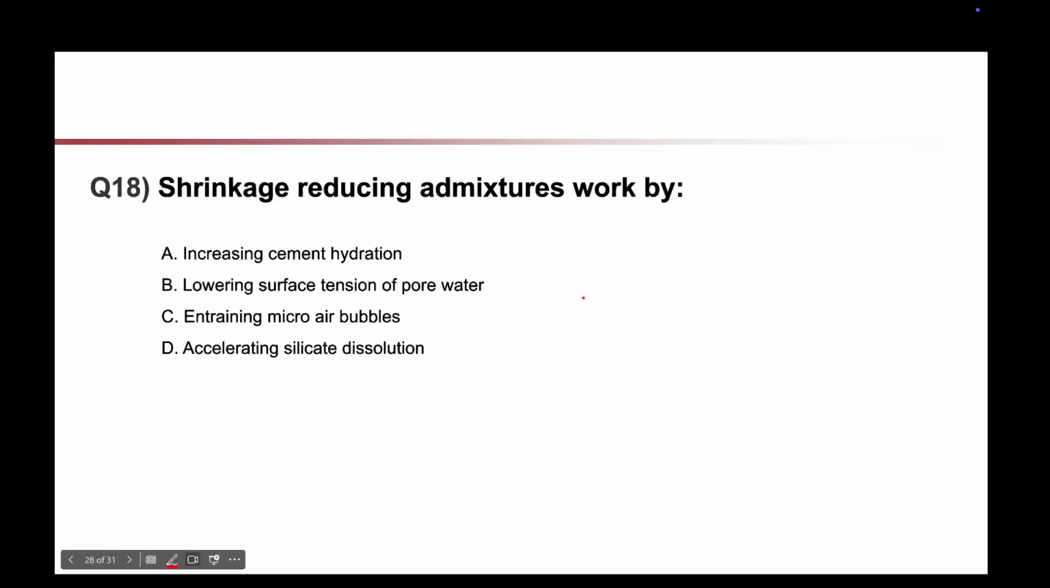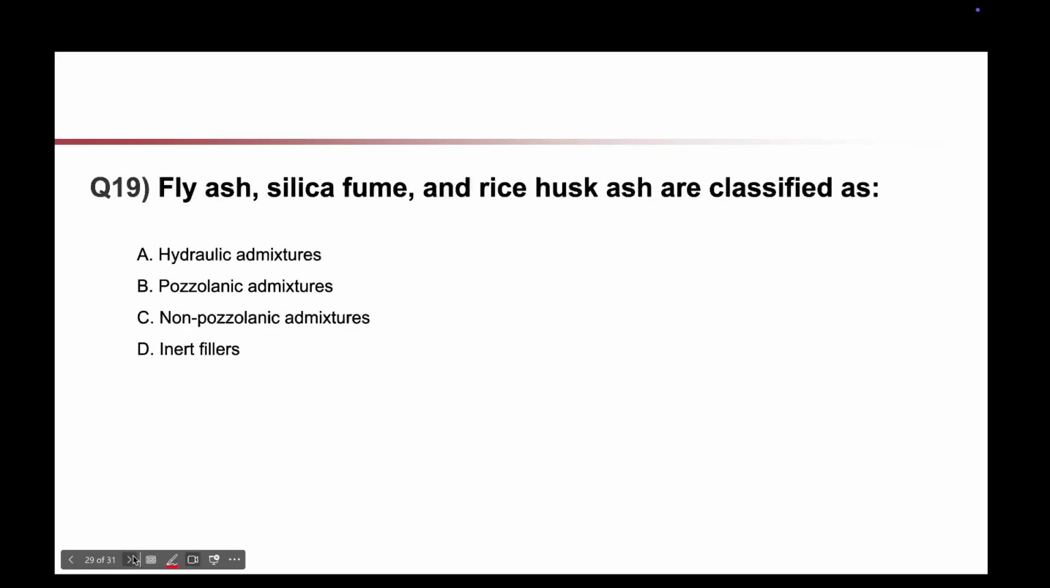Next question is, shrinkage reducing admixtures work by increasing cement hydration, lowering surface tension of pore water, entraining micro air bubbles, or accelerating silicate dissolution. B. B, correct. So mostly it will prevent your plastic shrinkage. It reduces the surface tension of your pore water, which will prevent the formation of cracks or the separation of your cement paste.